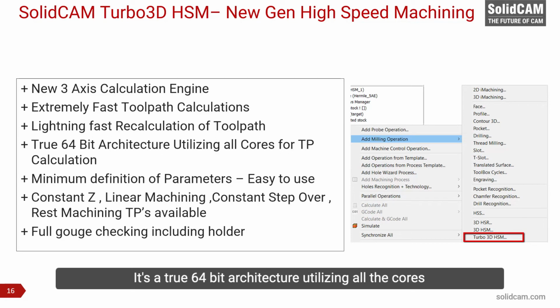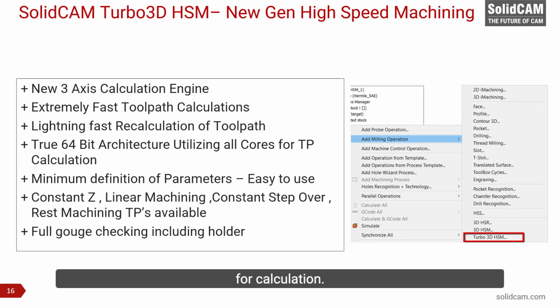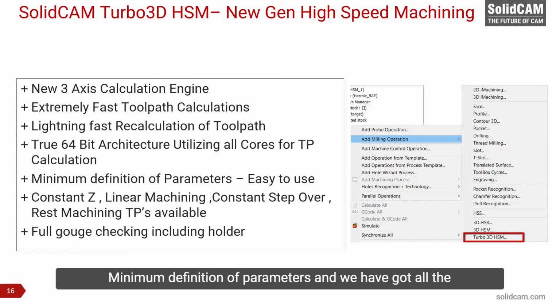It's a true 64-bit architecture utilizing all the cores for calculation, with minimum definition of parameters, and we have all the functionalities available for machining like constant Z, linear machining, constant step over, rest machining. Toolpaths are available. Full gouge checking, including checking with the holder, is also available.